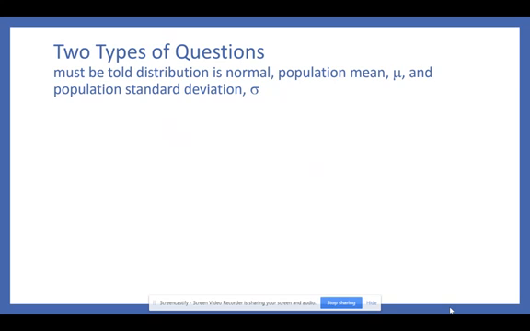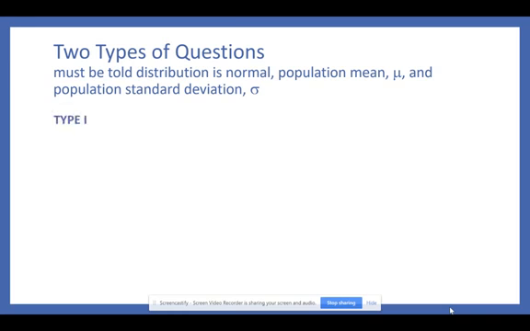So there are primarily 2 types of questions that you can actually encounter when dealing with the normal distribution. There are probably really a lot more, but 2 that we're going to focus on. Regardless of which type, you have to know that the distribution is normal, so you need to be told the distribution is normal. You also must be given or told the population mean, as well as the population standard deviation.